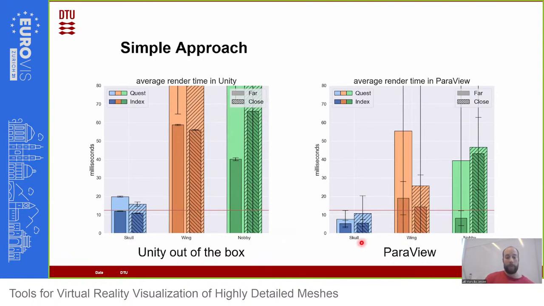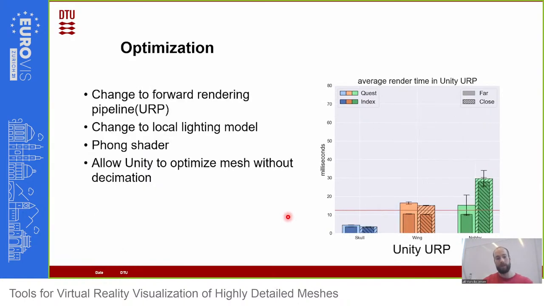All right. So with ParaView, we get better performance overall than Unity, but we have high variance, and this is not great. With Unity, only the skull is below the threshold, so we need to do more. And what we can do is optimize Unity quite easily.